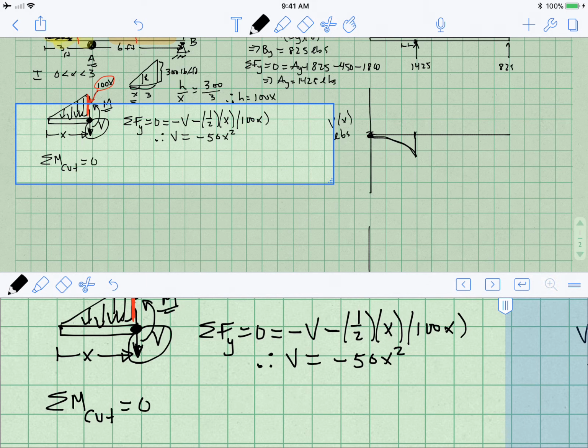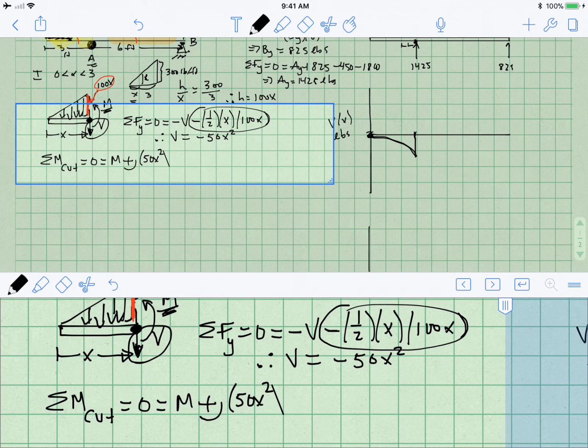So we're in equilibrium. And so I write M, this thing that I'm trying to find, plus, because this will cause a positive moment. So I have the value of that load, which we already worked out was a half times the base times the height. So I'm going to write down 50x squared. I've already taken into account the sign here. It's going to be creating a positive moment, so I'm ignoring that negative sign.